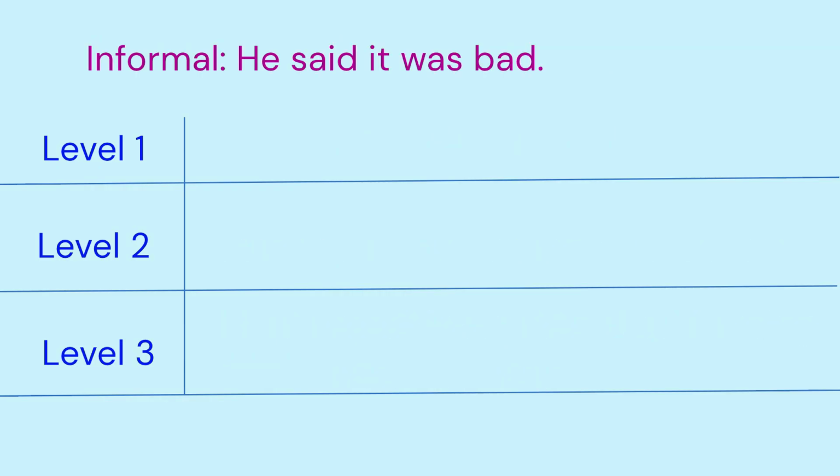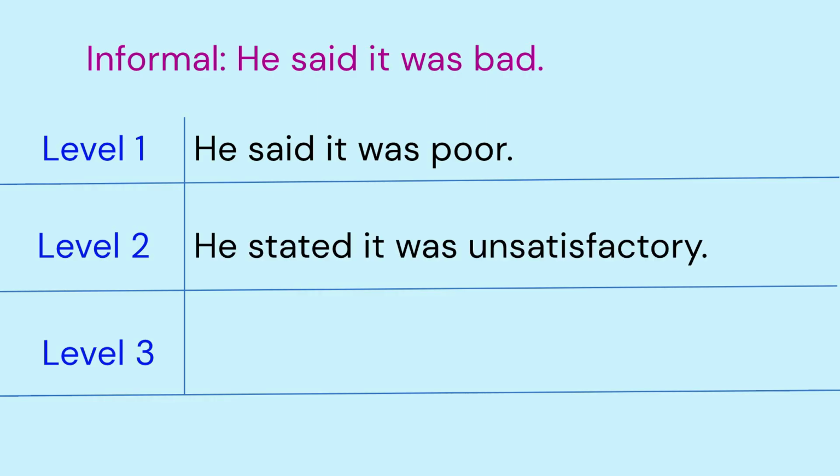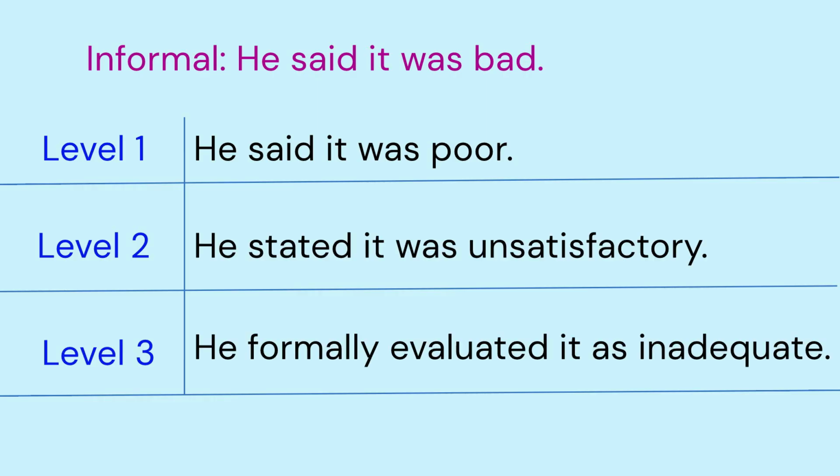Last example is, "He said it was bad." "He said it was poor." "He stated it was unsatisfactory." "He formally evaluated it as inadequate." I hope you better understood the difference between formal and informal language.